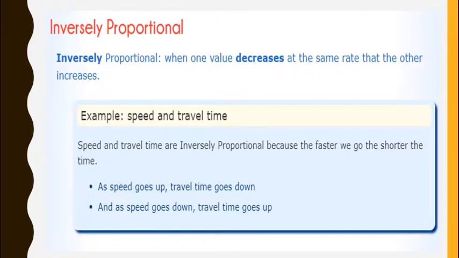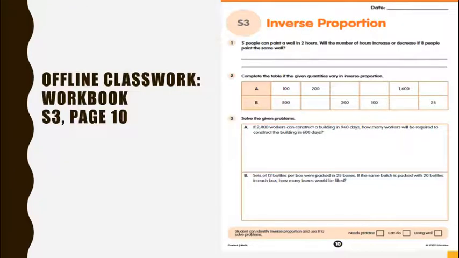So this is an example: speed and travel time. Speed and travel time are inversely proportional because the faster we go, the shorter the time. So as speed goes up, travel time goes down. As the speed goes down, then the travel time goes up.